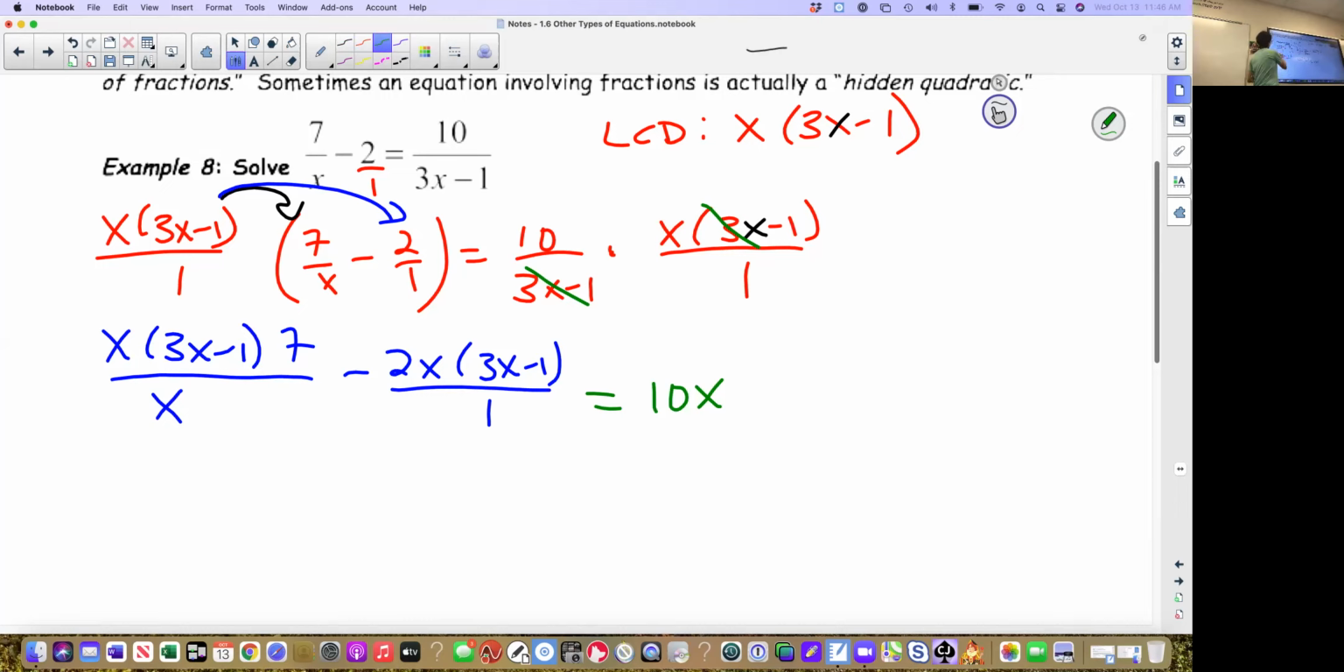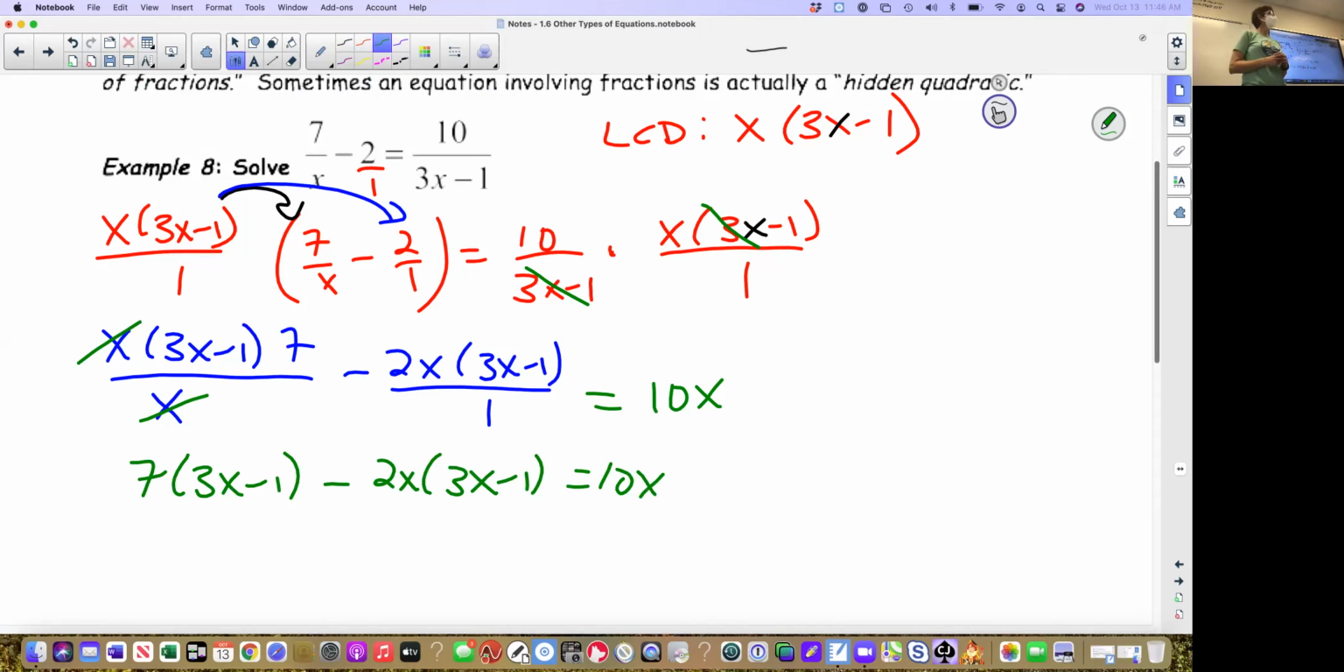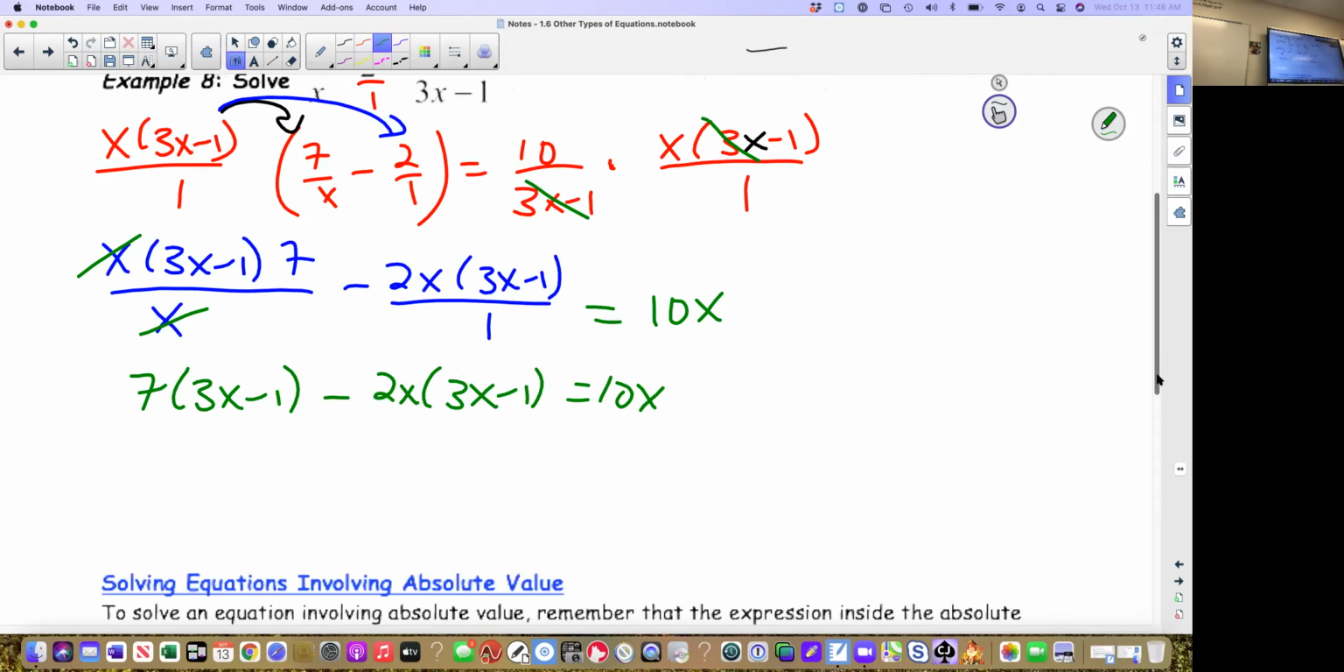So now from this first term, the x's cancel. So now we're going to get to what you guys want to do. So it's 7 times (3x minus 1) minus 2x times (3x minus 1) is equal to 10x. The fractions are gone, right? So that makes this easier. So who wants to take it from here to help us finish it up?